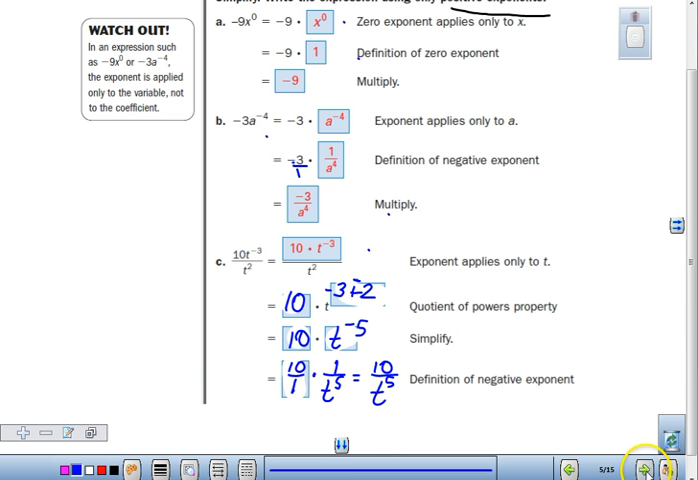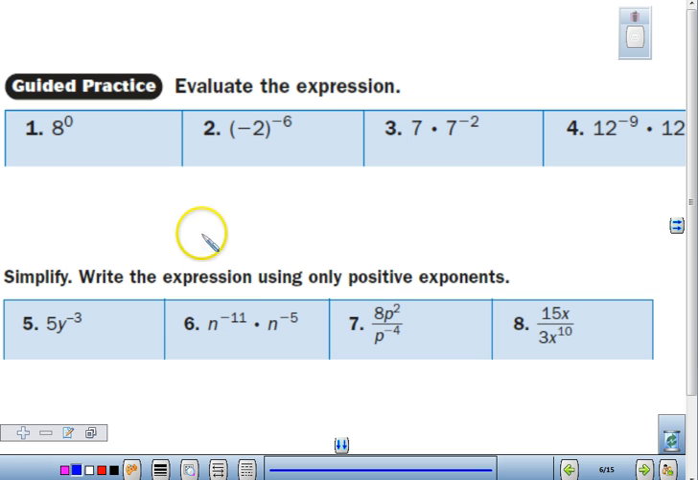Again, if you need to pause this and take some time or go back over this to think about all these rules, do so. Here are the guided practice problems that I would like in your notes. Number 1, 8 to the 0, what is it equal to? Number 2, negative 2 to the negative 6. I would like your answer first as a power with no negative exponents, and then tell me what it's equal to with 1 over and what that number will be.